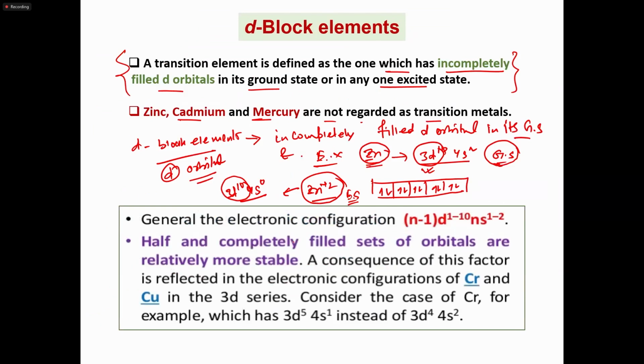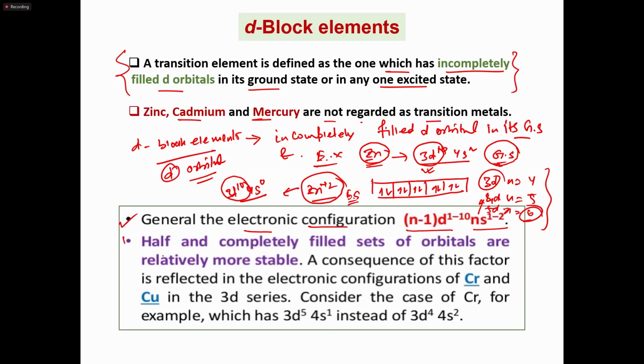So here we can say the electronic configuration. For d block elements, whatever transition metal is present, the general electronic configuration is (n-1)d1-10 ns2. Here n is the principal quantum number. For the 3d series, n will be 4, for the 4d series n will be 5, and for the 5d series n will be 6. In this way, you have to calculate the electronic configurations of the transition metals.